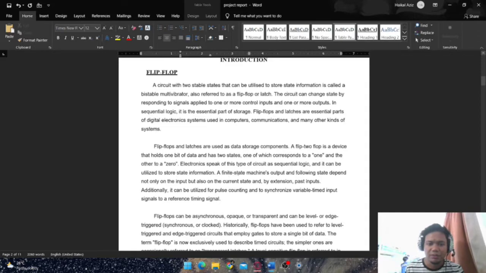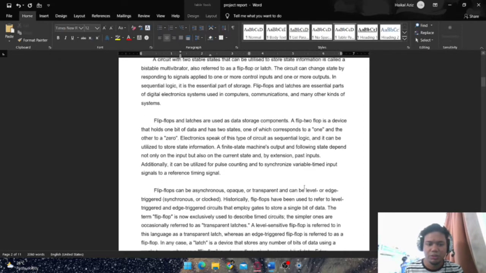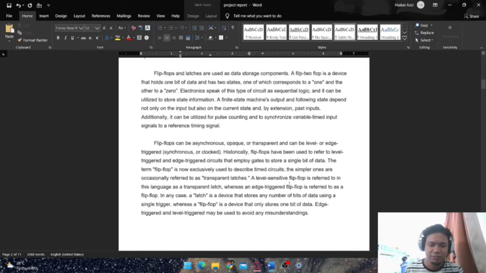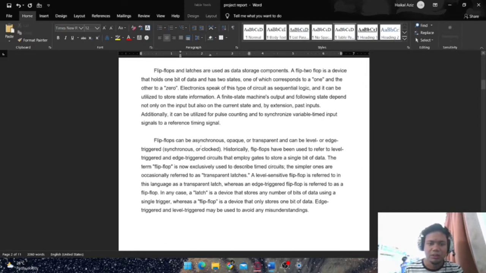A finite state machine's output and following state depend not only on the input but also on the current state, and by extension past input. Additionally, it can be utilized for pulse counting and to synchronize variably timed input signals to a reference timing signal. Flip-flops can be asynchronous, opaque, or transparent, and can be level or edge-triggered, synchronous or clocked.